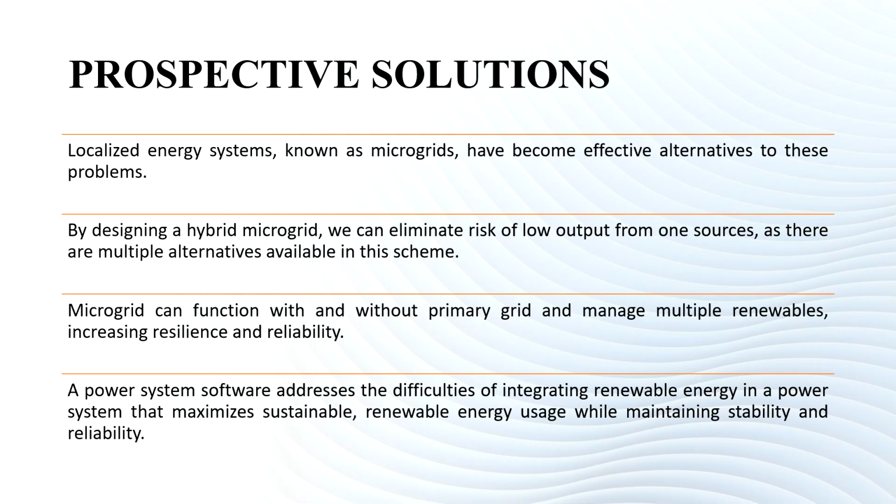So the prospective solutions to the above problems are: we can design a microgrid system, as right now microgrids have become an effective alternative to these problems. And also by designing a hybrid microgrid, that means more than one power source, we can eliminate the risk of low output from one source, as there is always some alternative from other sources. And a microgrid can function with and without the primary grid and manage multiple renewables, which increases the resilience and reliability of the system. And last of all, power system software addresses these difficulties of integrating renewable energy in a power system, maximizing sustainable renewable energy usage while maintaining stability and reliability.